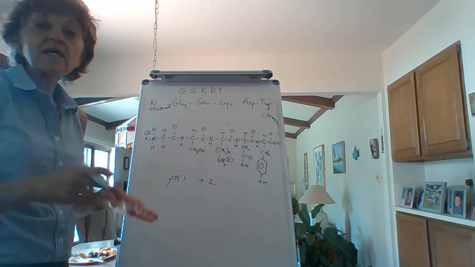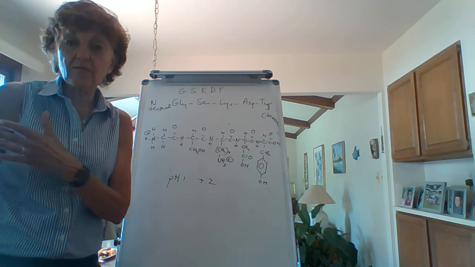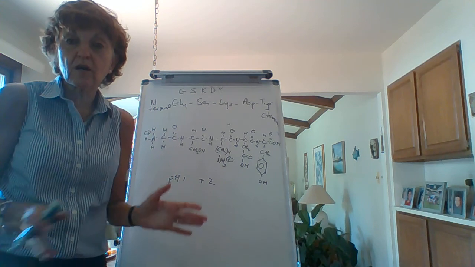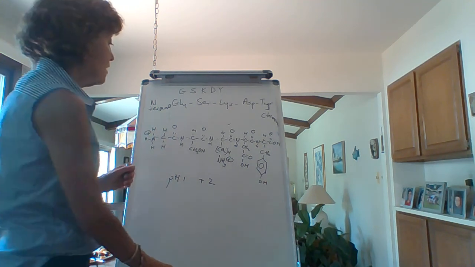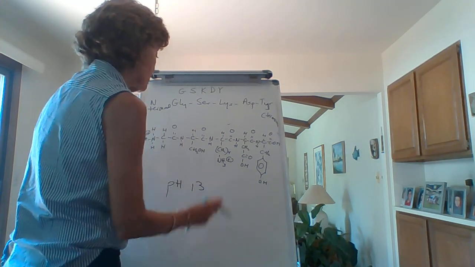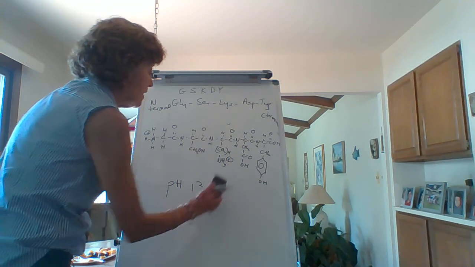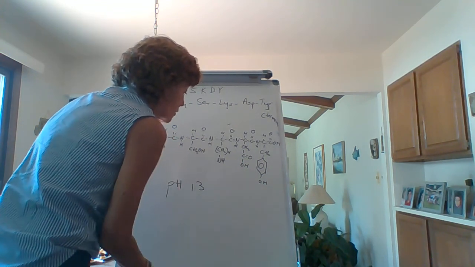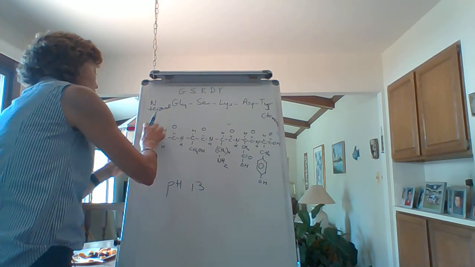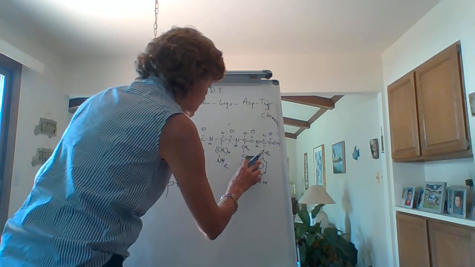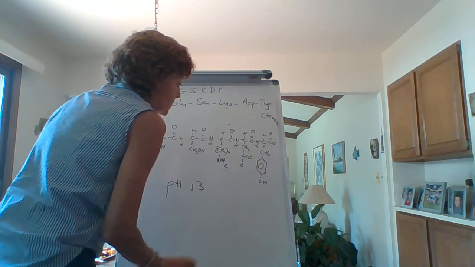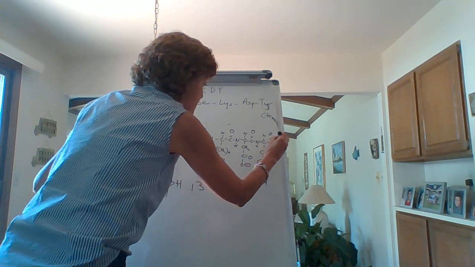Okay. Now let's say you take this and you put it in a super basic environment. Very, very, very basic. Anything that can donate a proton is going to donate a proton in this super basic environment. So we're at a pH of 12 or 13. What's going to happen? Well, the ammonium ions lose 1 proton. The carboxylic acids, of course, lose a proton. They lose them pretty early. So these guys lose a proton.